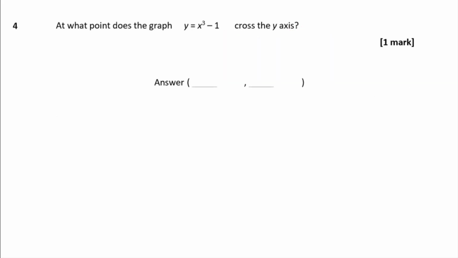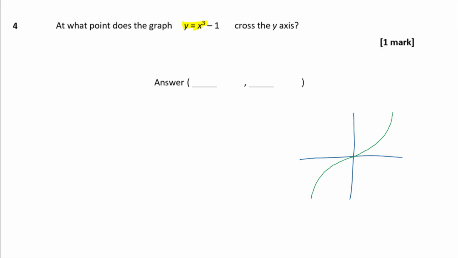Question 4, at what point does the graph y equals x cubed minus 1 cross the y-axis? Well, the graph y equals x cubed, you should know what it looks like. If you've got an axis, then the graph y equals x cubed is going to be a line like this. It looks like that as an x cubed.